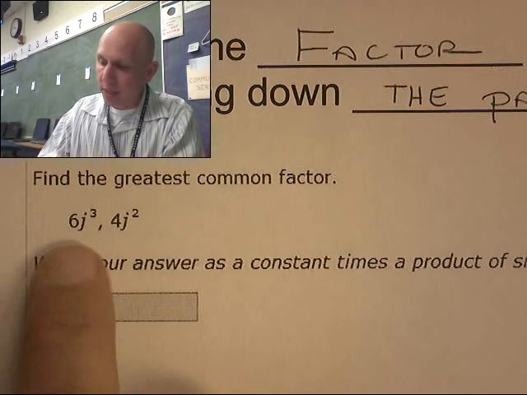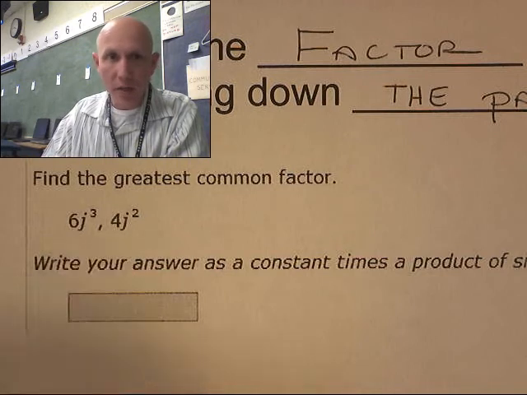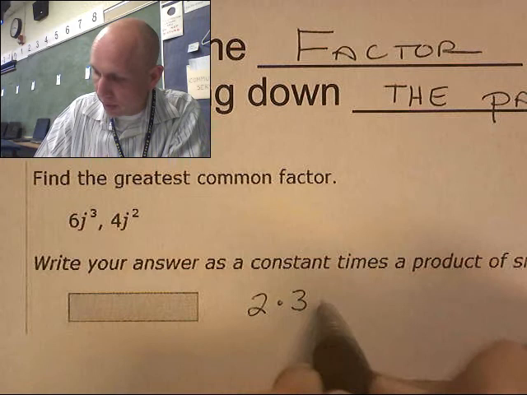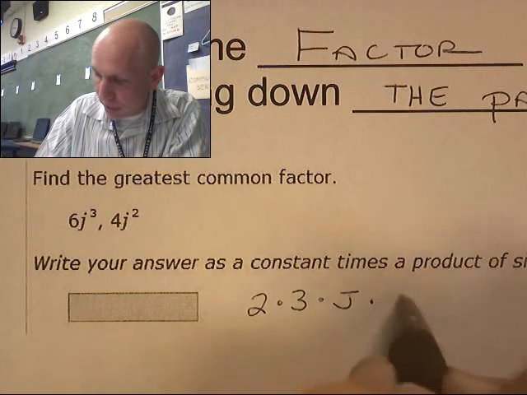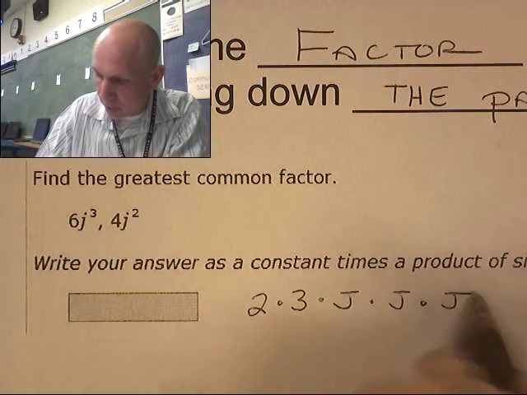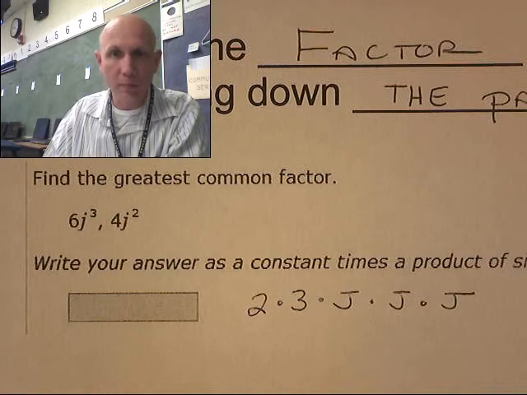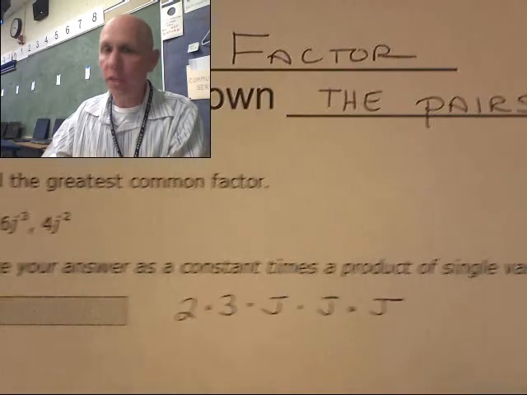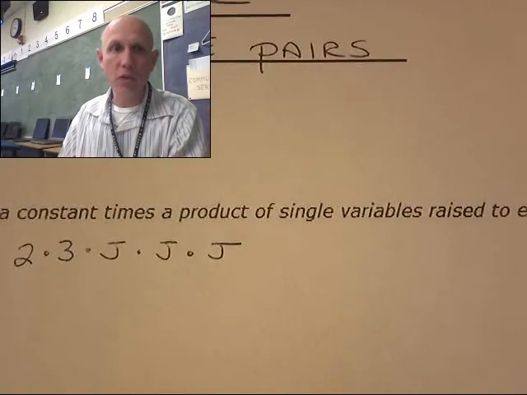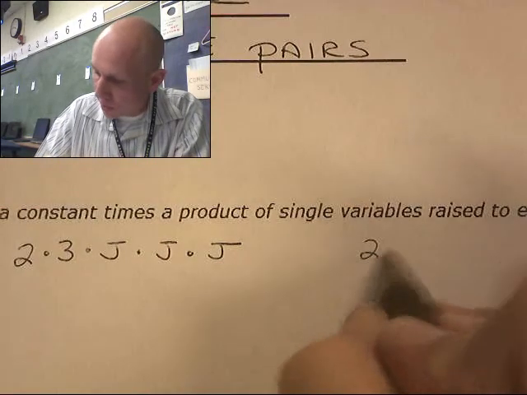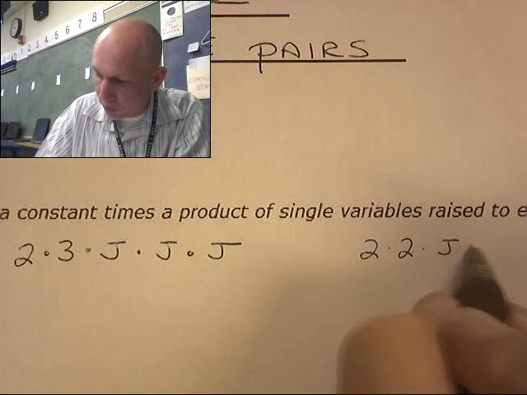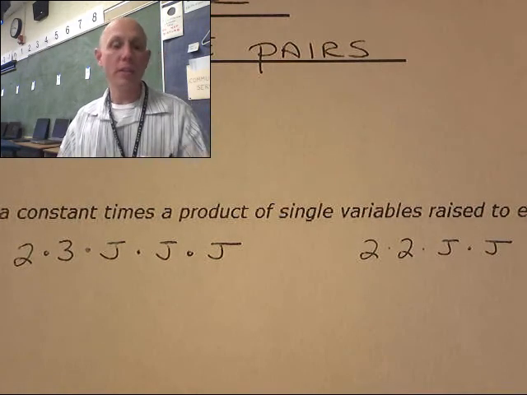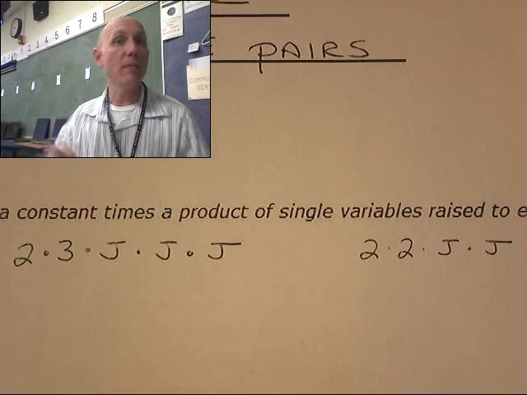All right. 6j to the third. I'm going to prime factor that. I can do that without a factor tree. 2 times 3 times j, j, j. Is that good? Move over here. 4j squared. Well, 4j squared is 2 times j times j. There's everything prime factored. Now I'm going to find the pairs.